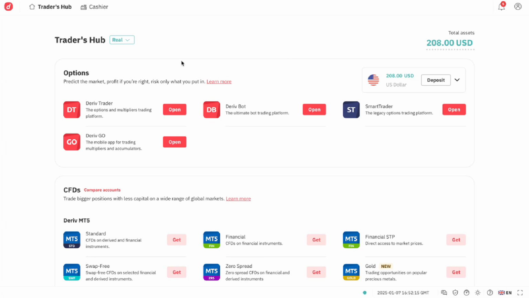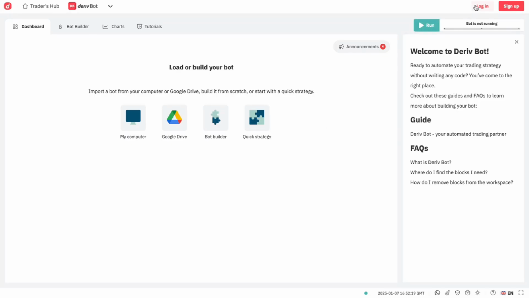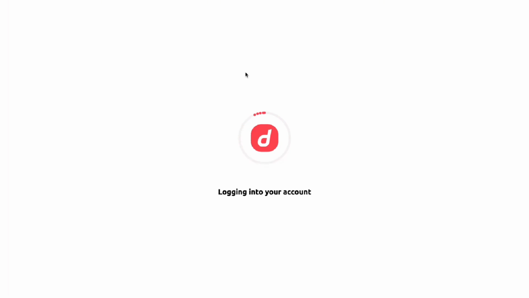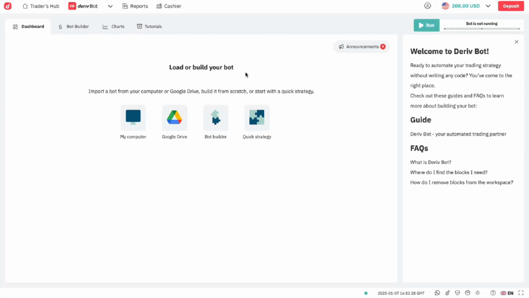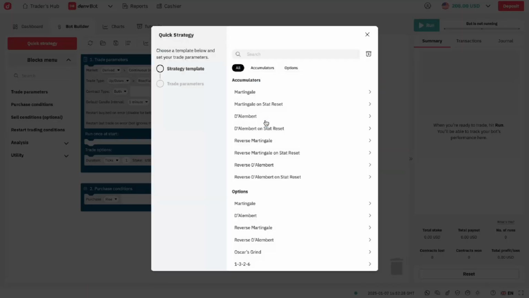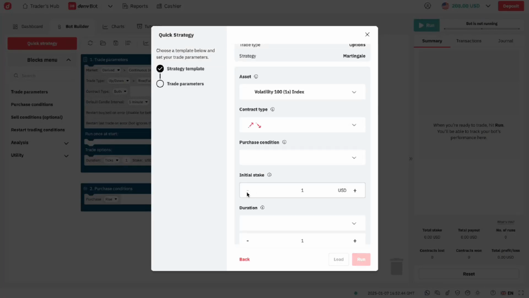Once you log in on your Deriv account, come to Deriv Bot, just click open. You'll be required to log in, so just click login. Once you're in, this is how I create my rise and fall speedbot. I click quick strategy. I don't use the accumulators martingale. I use the martingale here on options.